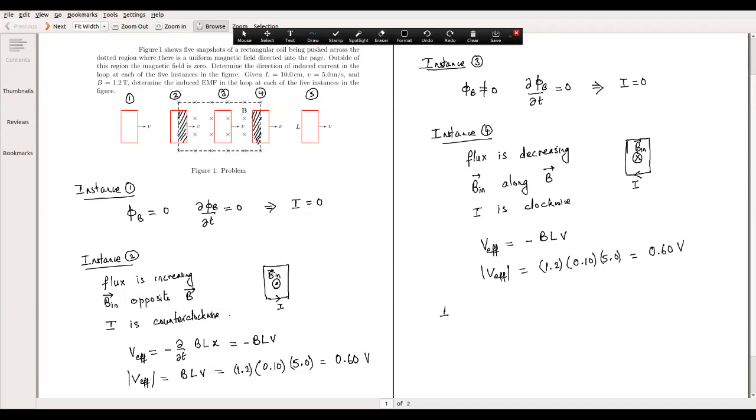Finally, coming to instance 5, it's very similar to instance 1. The flux itself is equal to 0, and that doesn't imply that the rate of change of flux is 0. But the rate of change of flux is also 0 because there is no magnetic field anywhere, even as it is moving, it doesn't change. So that implies that the current will again be 0.